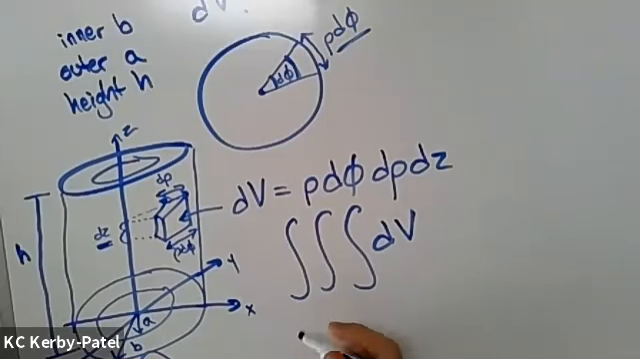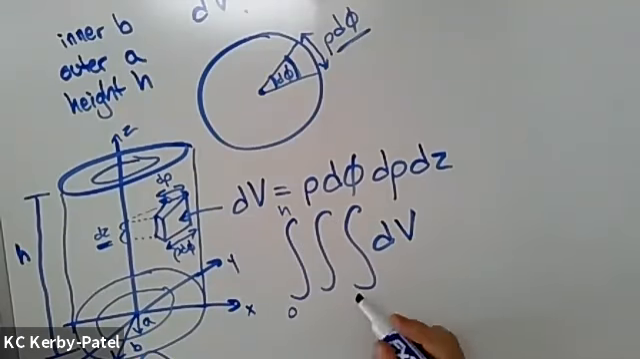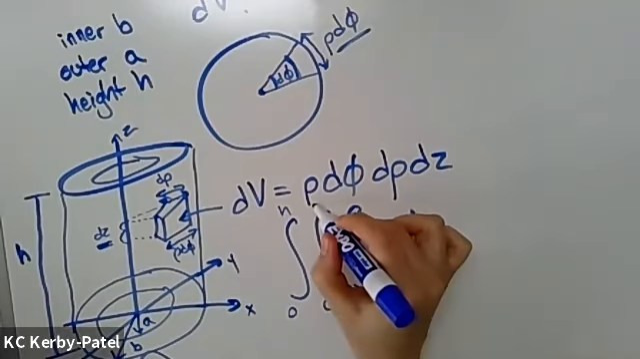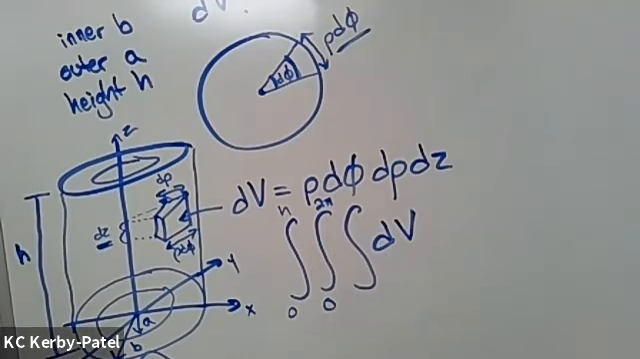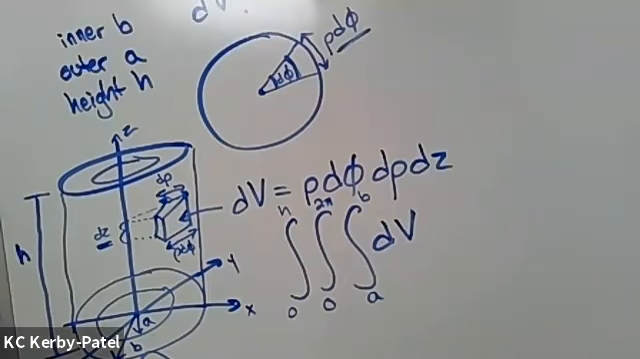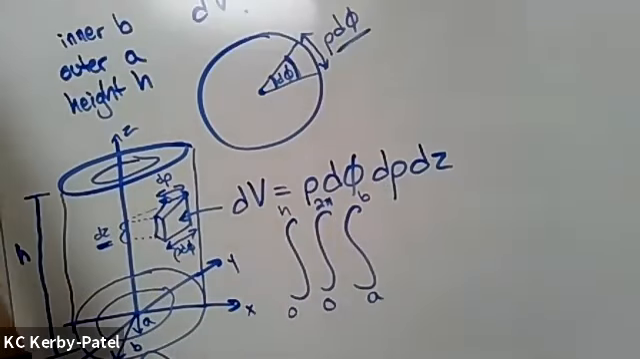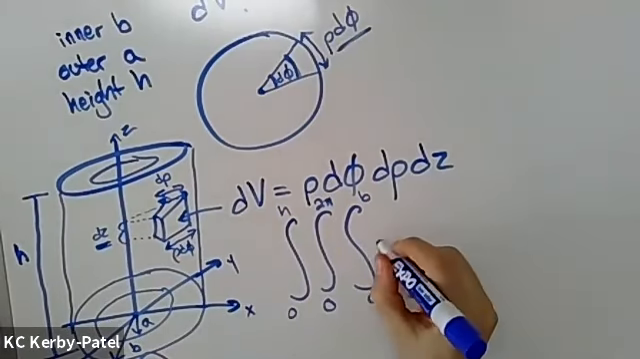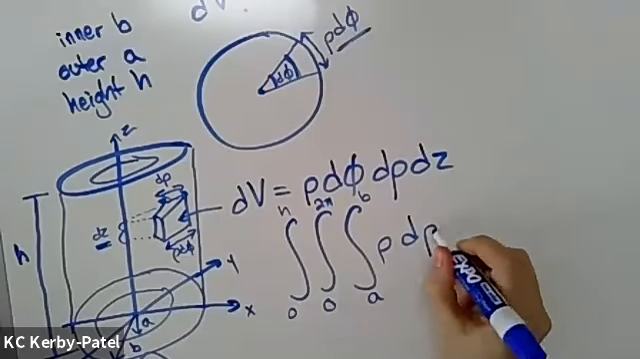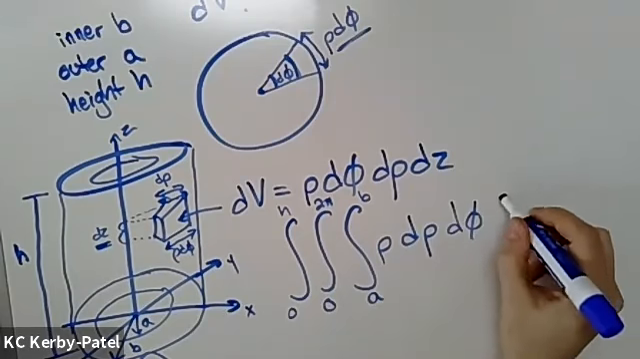So the bounds are in z, we're going to vary from 0 to h. In phi, we're going to vary from 0 to 2 pi. And in rho, we're going to vary from a to b. Now I'm going to substitute in the expression that we found for dV, put it right here. So it's going to be rho. I'm going to put d rho next for reasons that you'll see pretty soon. And then d phi, and then dz.